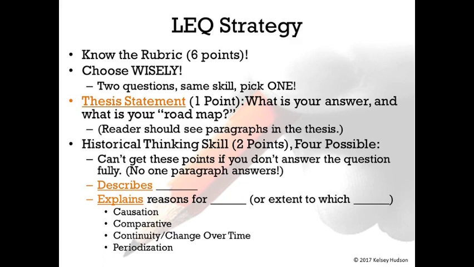The next points come from answering the prompt fully, through analyzing the historical thinking skill. You get 1 point for just describing the historical thinking skill, like describing causes, if that's what it's asking for, but you get another point if you explain the reasons for those causes. Or in the case of a periodization essay, you get a point for describing why the Industrial Revolution is a turning point in history, or that it is, and then again how it's not, but you get that extra point from explaining it more fully.